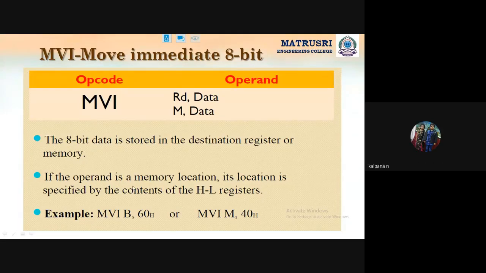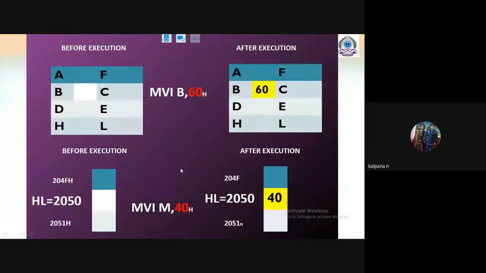Okay. So MVI Rd comma data means what? Here immediately or directly we are representing the data in the instruction itself. And M stands for what? Move. So we are moving immediate data into the register, or we can move immediate data into the memory location. Okay. So these are the examples.